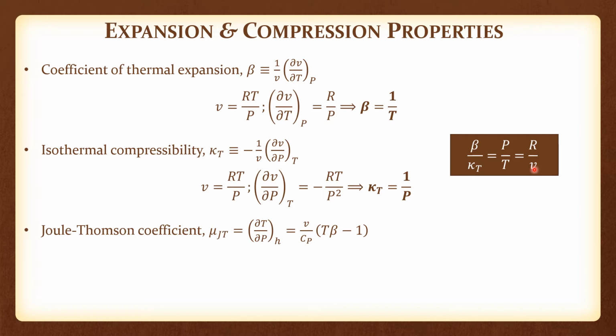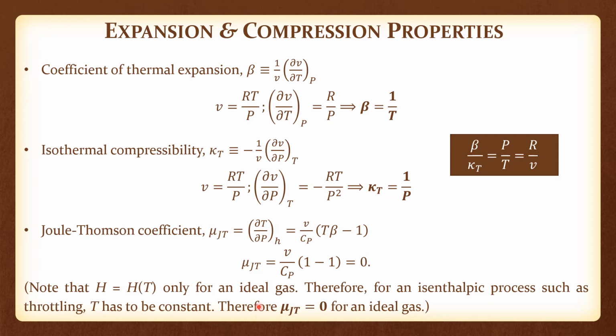Joule-Thomson coefficient is given by V by Cp into (T beta minus 1), but T beta is 1, and therefore the Joule-Thomson coefficient is 0. Now you can also obtain an expression for adiabatic compressibility. I will leave that to you to work out isentropic compressibility for an ideal gas. Note, while we are looking at why the Joule-Thomson coefficient is 0 for an ideal gas, enthalpy is a function of only temperature. Therefore, when I'm saying I have an isenthalpic process, temperature cannot change. So T has to be constant, and therefore the Joule-Thomson coefficient, this partial derivative, must become 0.